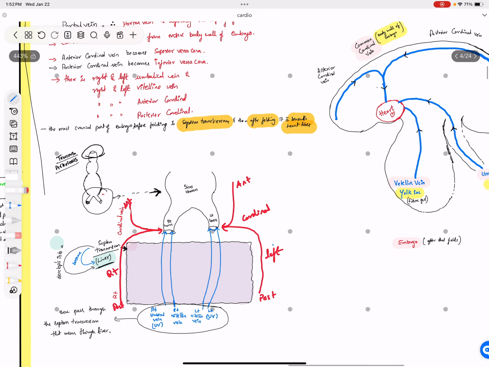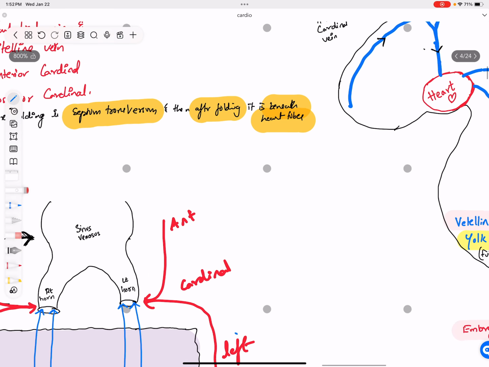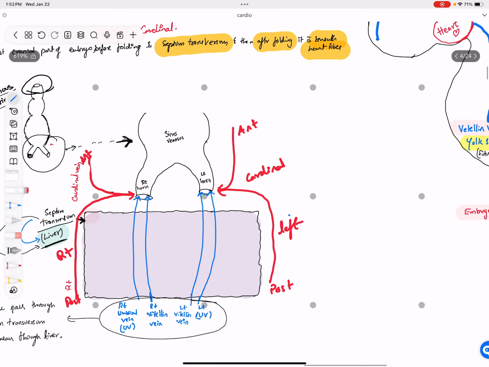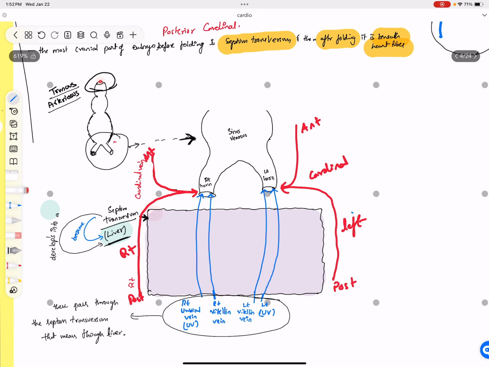And the most cranial part of the embryo before folding is the septum transversum. Then after folding, it is beneath the heart tubes, so it will come below the heart tube. These are heart tubes. You see, two heart tubes fused together to form this one. And here this is the truncus arteriosus. This is the sinus venosus. This sinus venosus part we will see.